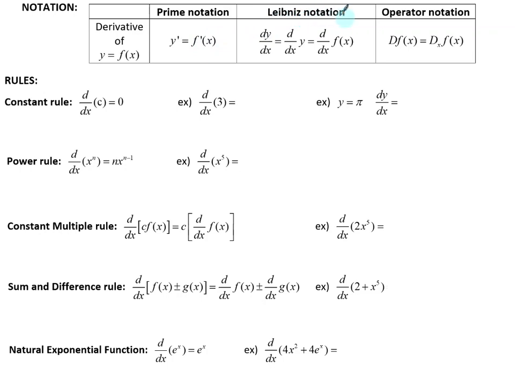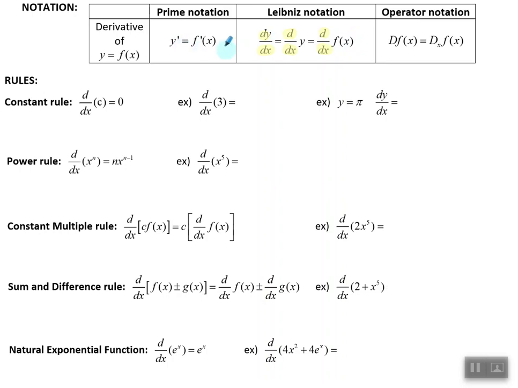Leibniz notation, after Gottfried Leibniz, who helped discover calculus, uses d over dx. Notice that there are different ways to show that. You've got dy dx, you've got d dx of y, which means take the derivative with respect to x of the function y, and because y equals f of x, we can write d dx of f of x. Again, this notation means take the derivative with respect to x of the function f of x.